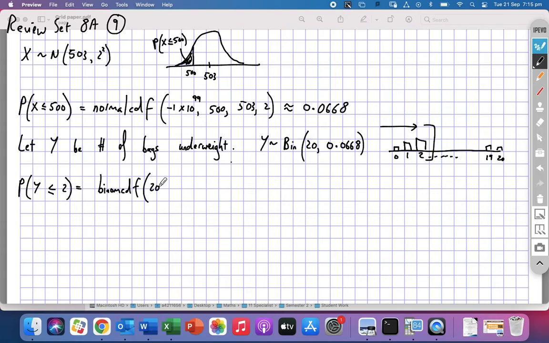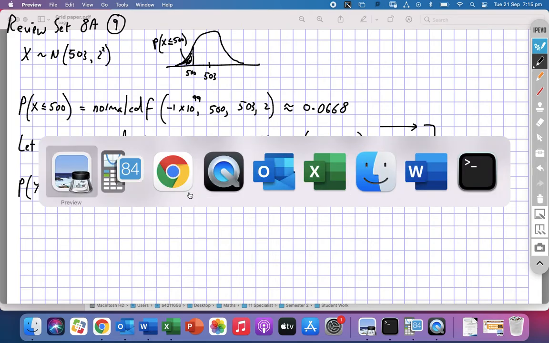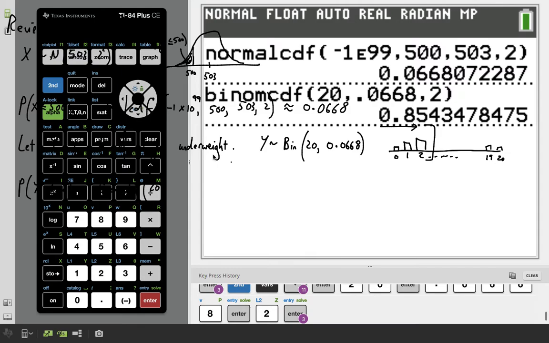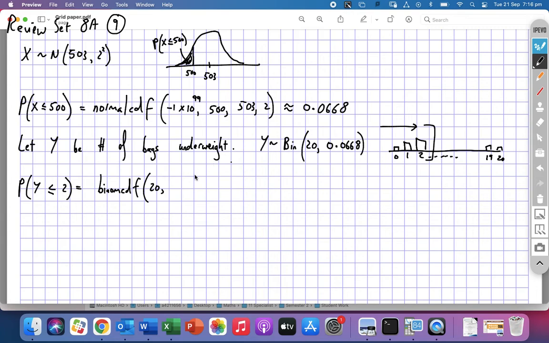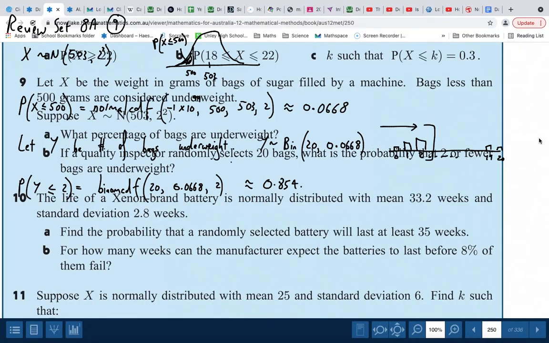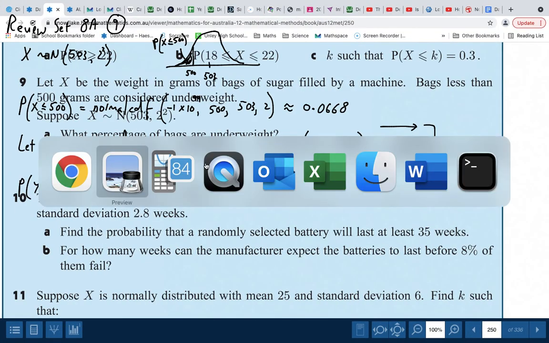So we got 20. Now, again, you don't have to write what you put into the calculator, but you might want to in case you made a mistake somewhere, because you're showing your working by doing that. Put in 0.0668 as my p-value, and then we've gone up to 2, so we got approximately 0.854, and that question is now finito because there's no part C. Okay, thank you.